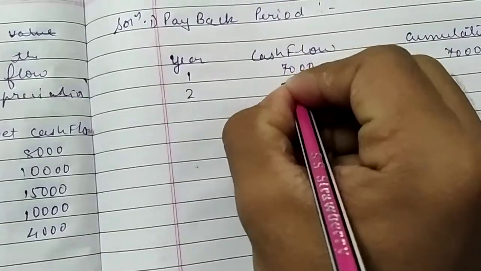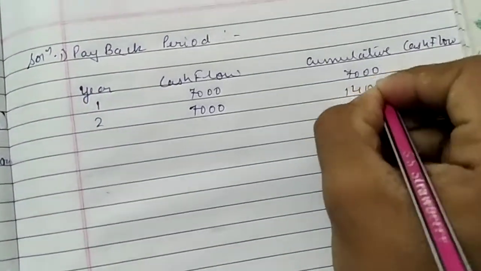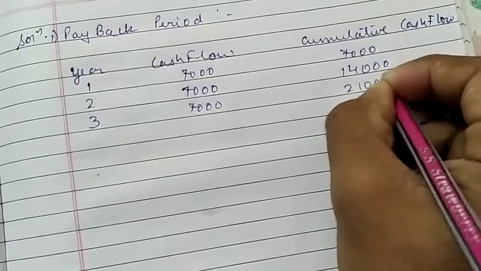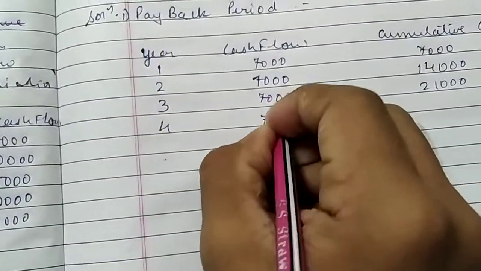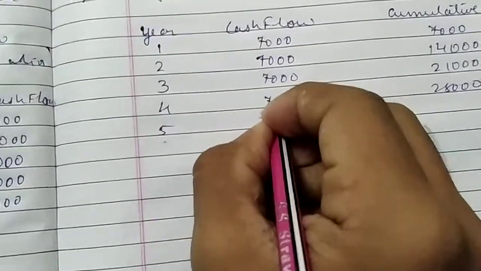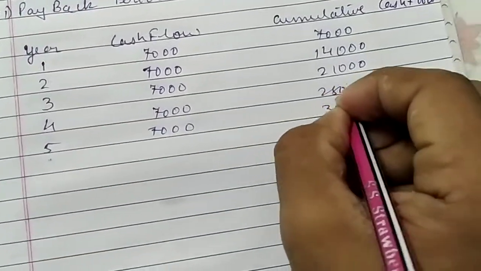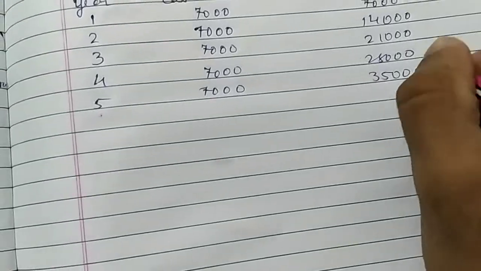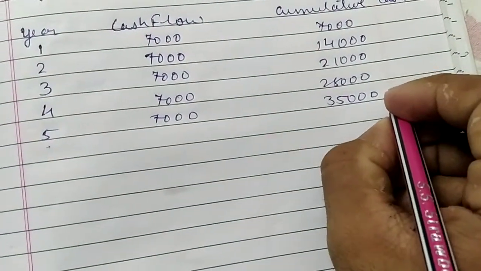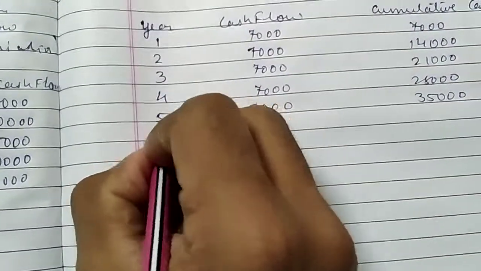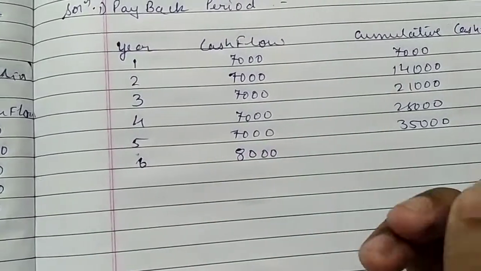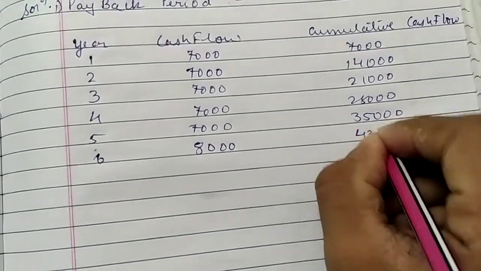Second year, third year, fourth year, fifth year. As we know, after the fifth year we have a total cumulative cash flow of 35,000, but we still need 5,000 more, so we would be considering the sixth year. The sixth year has a cash flow of 8,000 rupees, which would total 43,000 rupees.